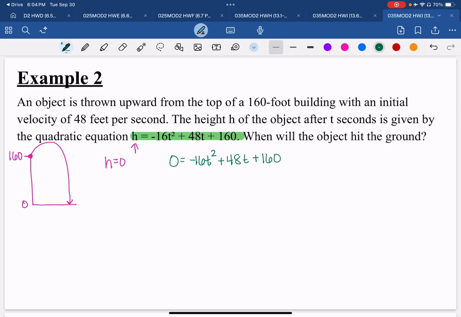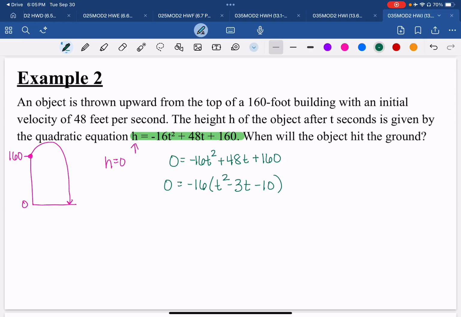So it's already equal to 0, so we're going to factor. I'm going to look for a GCF. The GCF in this is negative 16, so I can take out negative 16. That's going to leave me with t squared, and dividing by negative 16 leaves me with negative 3t minus 10.